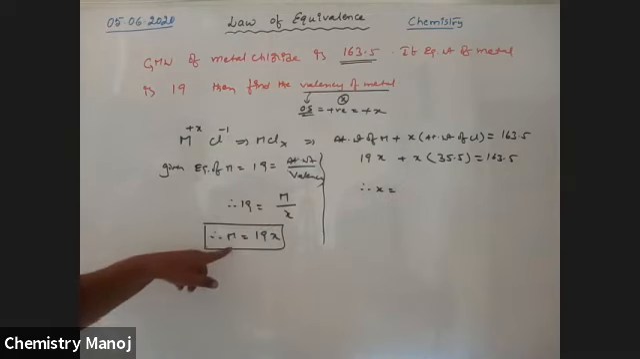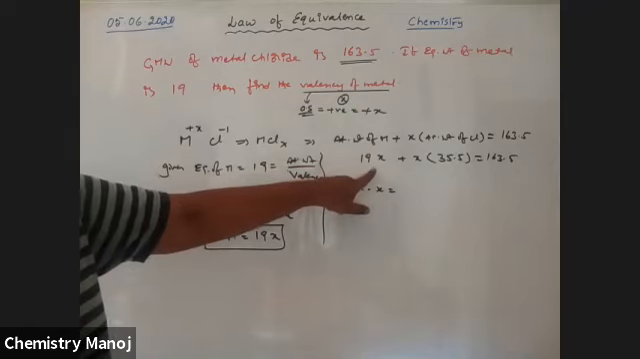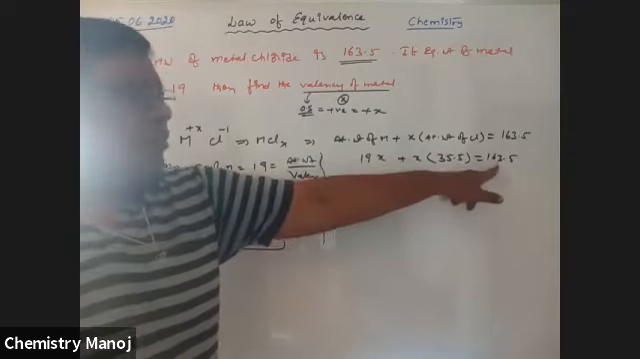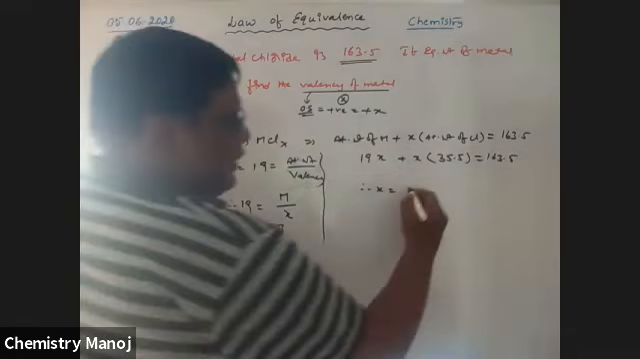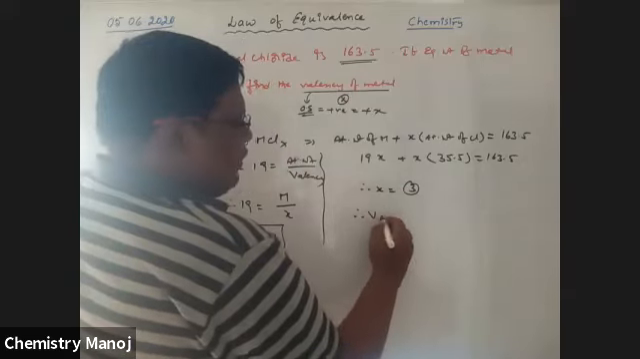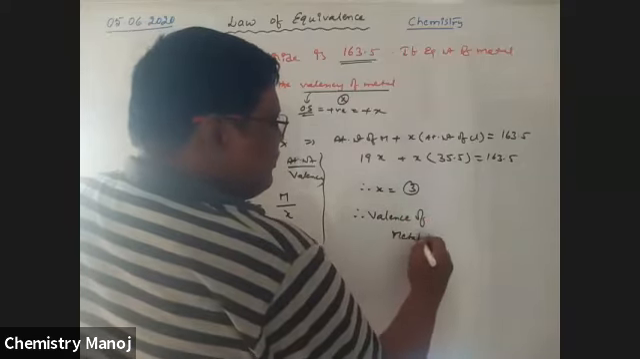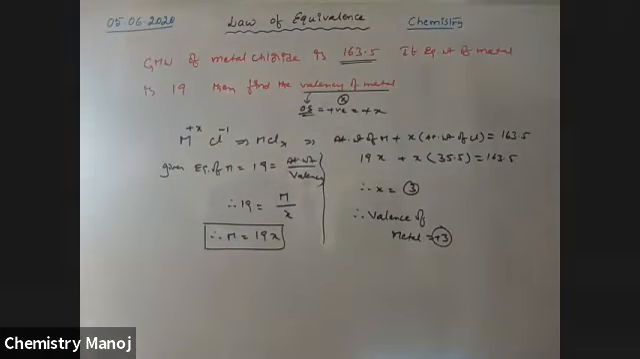Therefore, the atomic weight of metal M is equal to 19X, plus X into the atomic weight of chlorine, which we know is 35.5. The overall molecular weight given to you is 162.5. Therefore, X is equal to 3. Therefore, the valency of the metal is 3. That is plus 3, the oxidation state plus 3. Valency is 3.